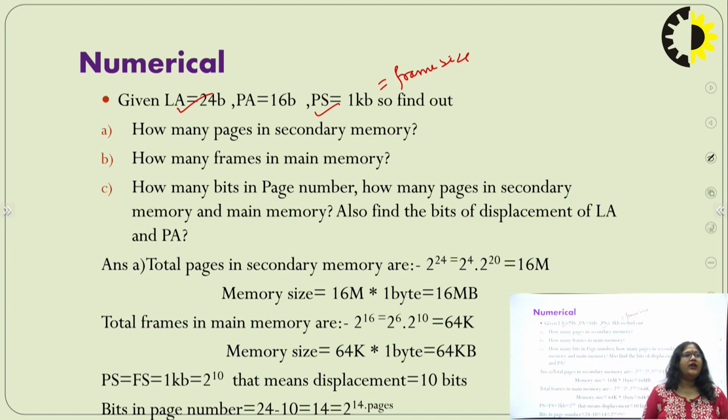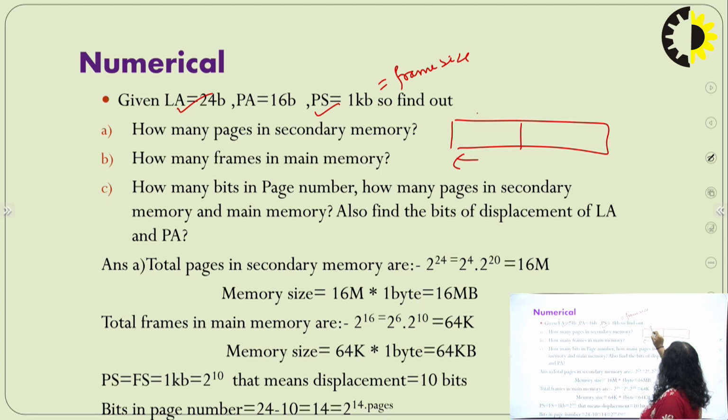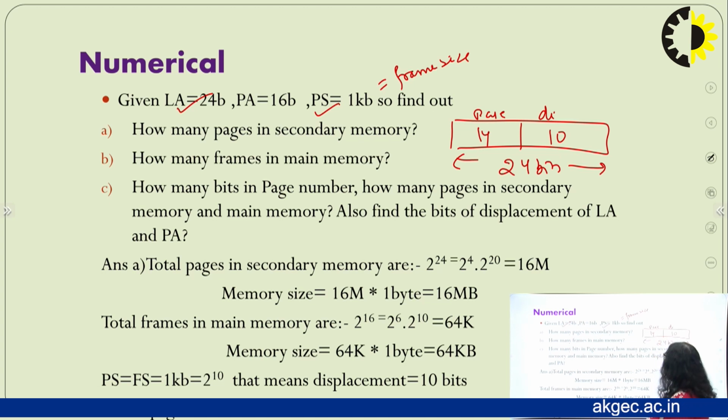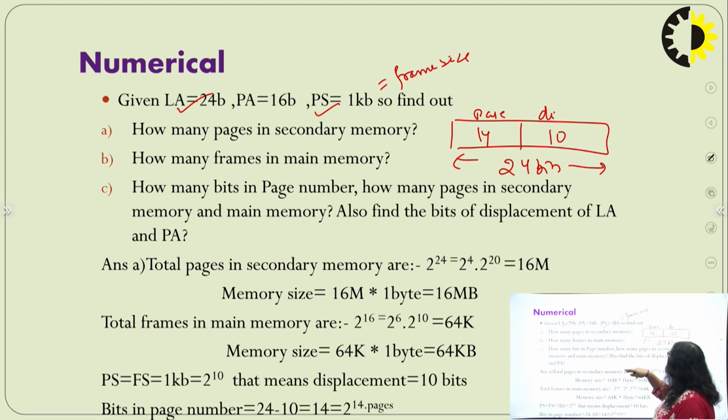Logical address is 24 bits. We know that the logical address is the page number and the displacement. Complete bits are 24, and we know that the displacement bits are 10. So the page bits are 14 in this particular case. This tells how many pages are in the secondary memory. There are 2 to the power 14 pages, and the total size is 2 to the power 24.